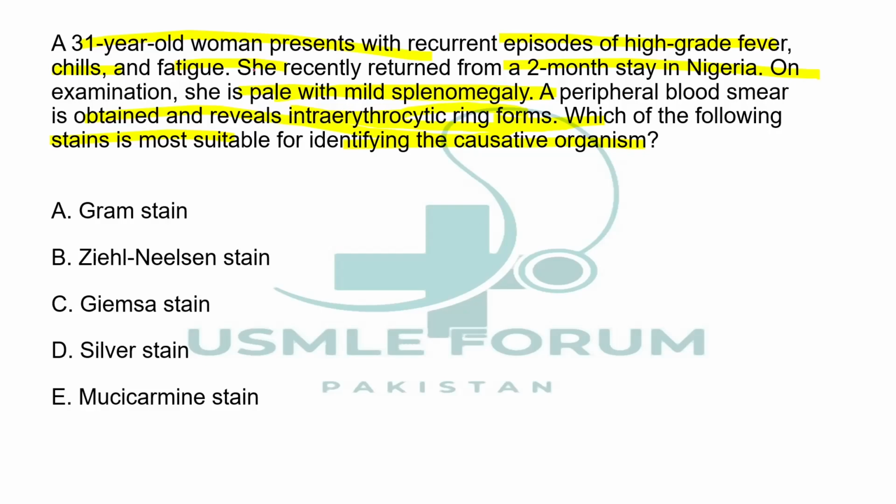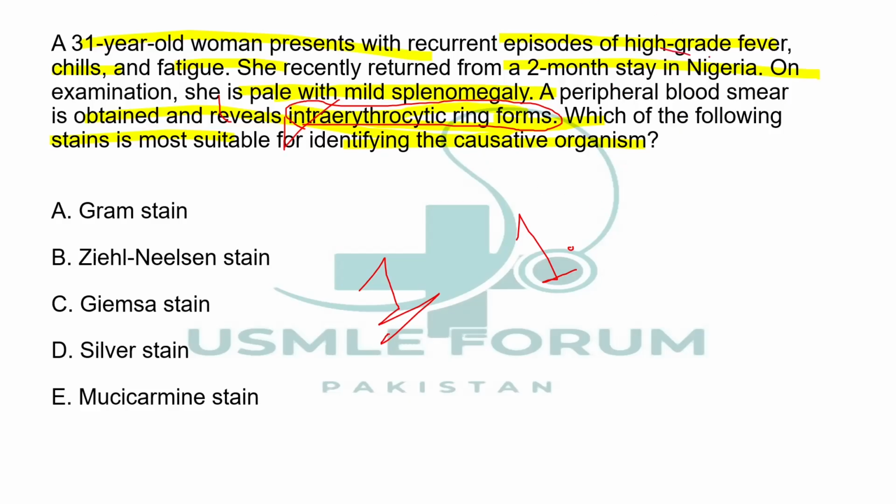So, right off the bat, the most important clue in this question is intra-erythrocytic ring forms. You can find these in basically two pathologies. One is malaria and the other is babesiosis. We can find these mostly in these two pathologies. It can exist in other infectious diseases also, but what is mostly tested is these two. So number one is to remember this word, intraerythrocytic ring forms.